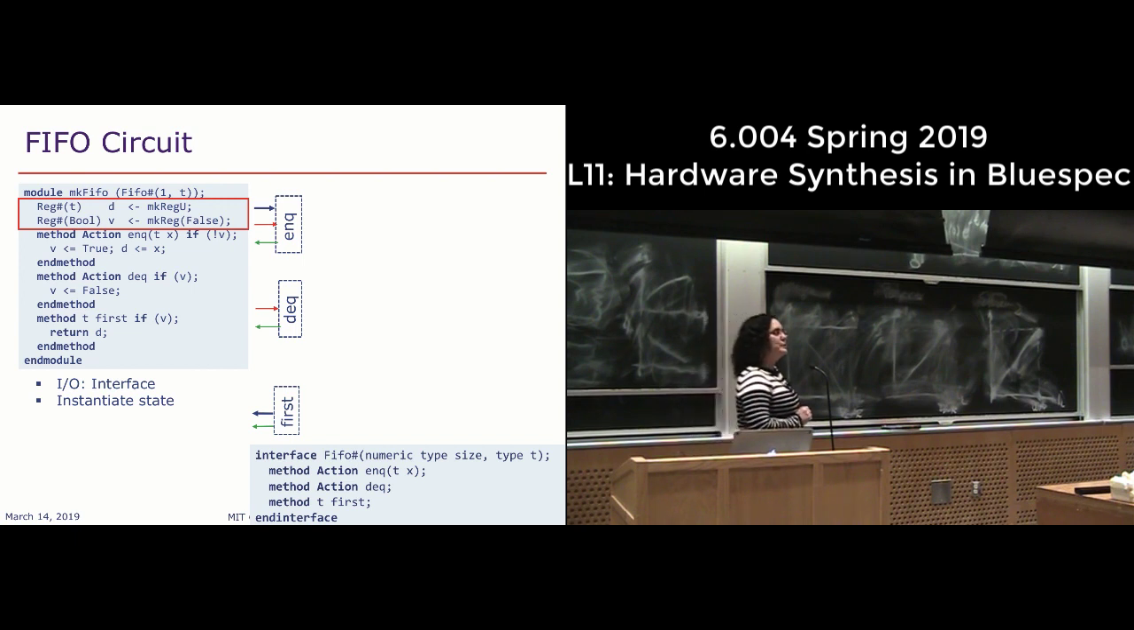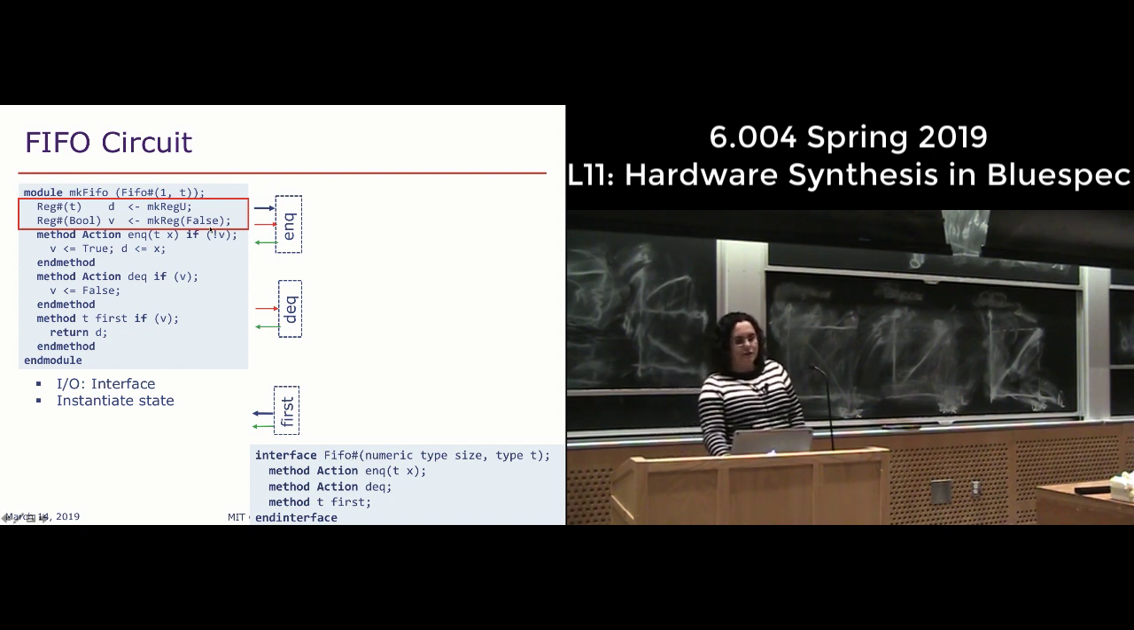The next thing we're going to do is look at our state instantiation in our module. So at the top of our module, what we always have is an instantiation of what state is necessary in order to actually design this module. In the case of a FIFO, we have 2 registers. We have one which is holding the data itself, and because our FIFO can hold data of any type, it's basically of type T. And then we have a Boolean register, which is just telling you whether or not there's a valid piece of data in your FIFO right now or not.